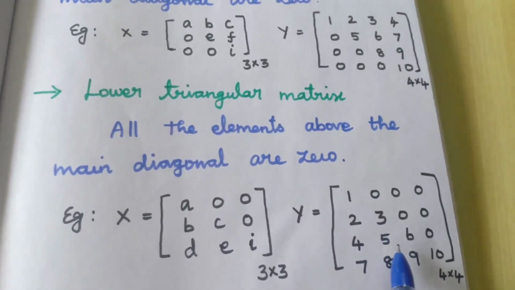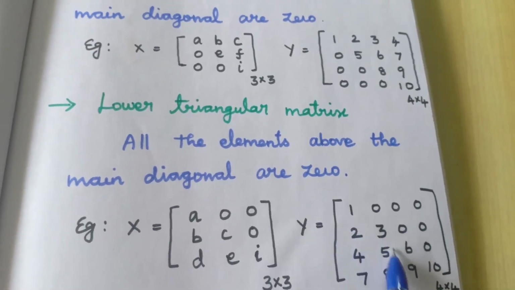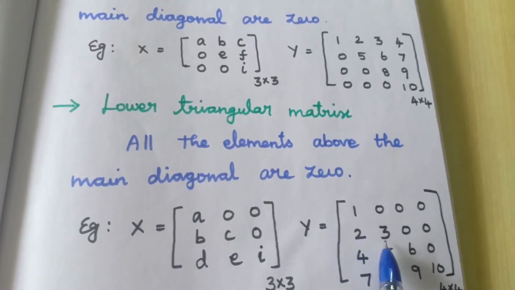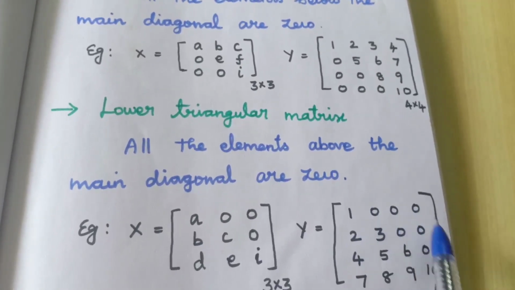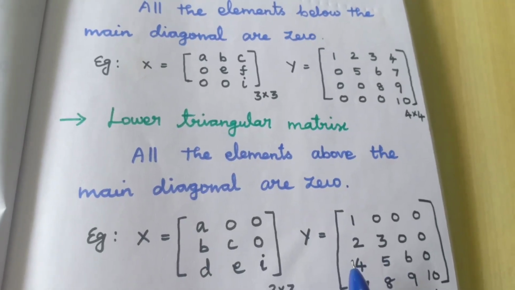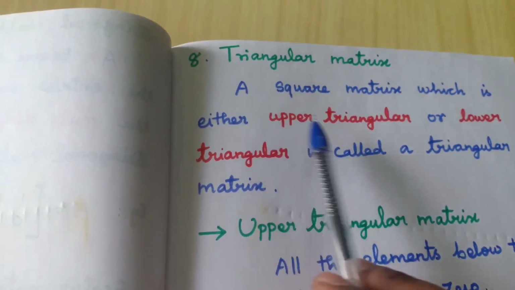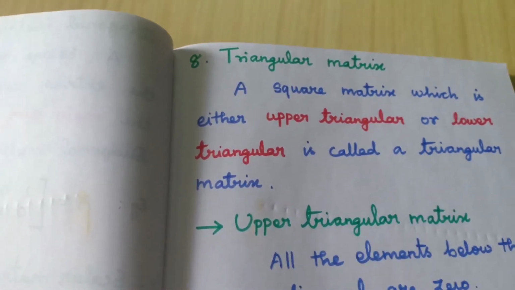Similarly, another example, we have a 4 cross 4 matrix. The main diagonal entries are 1, 3, 6, 10. Above that, all the entries are 0. So these two are examples of lower triangular matrix. A square matrix which is either upper triangular or lower triangular is called the triangular matrix.